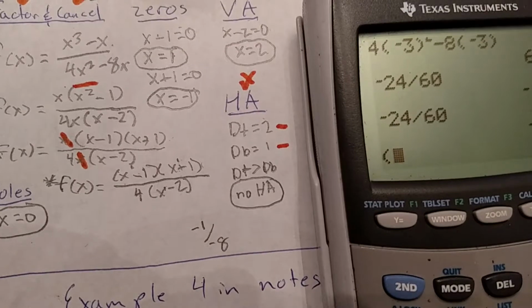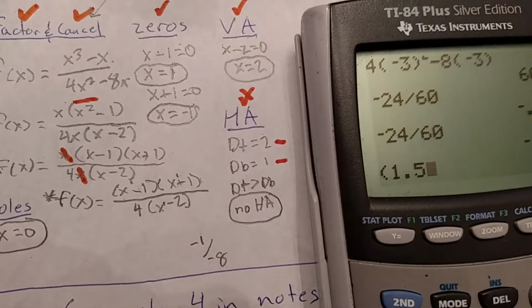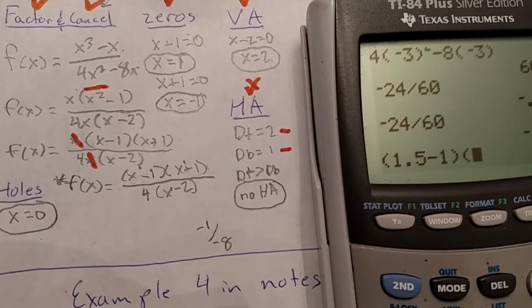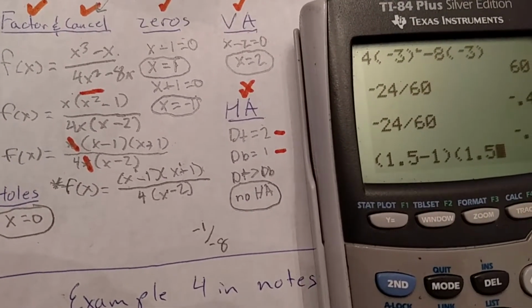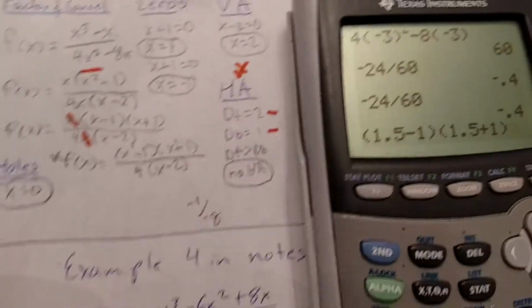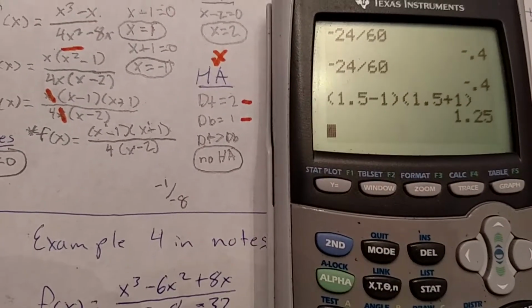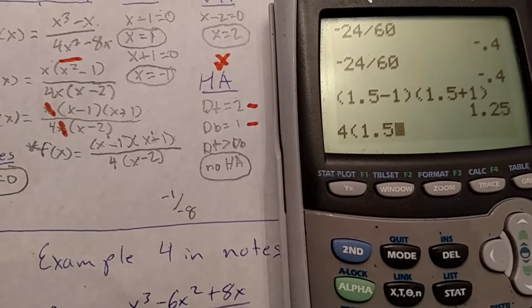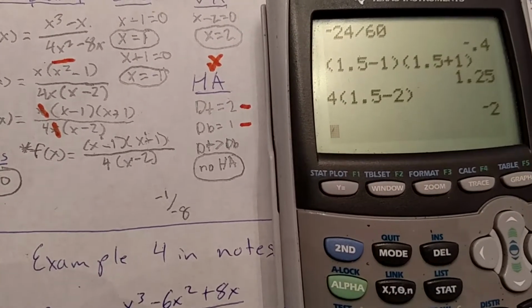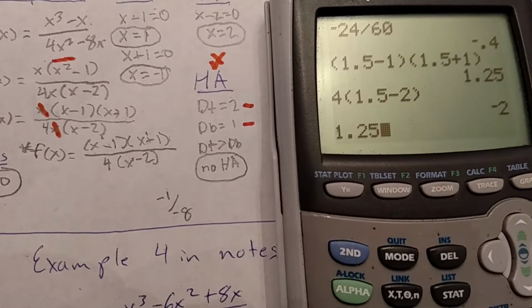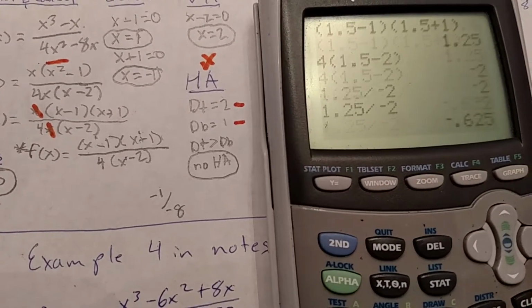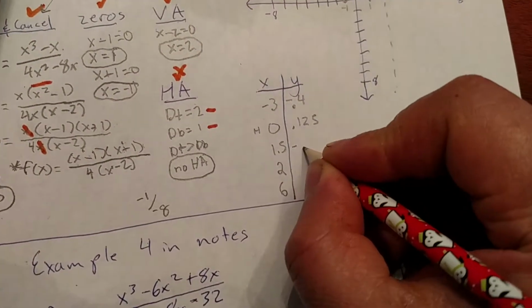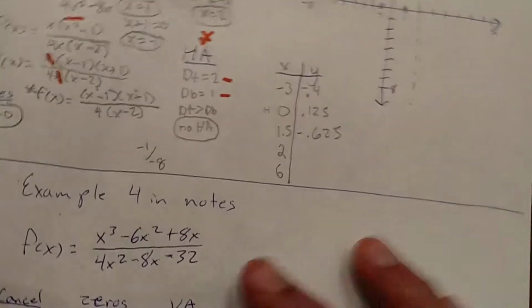So minus 1 times 1.5. Okay, and then 4. Okay. So negative 6.25. Negative 0.625. All right, let's do 2.